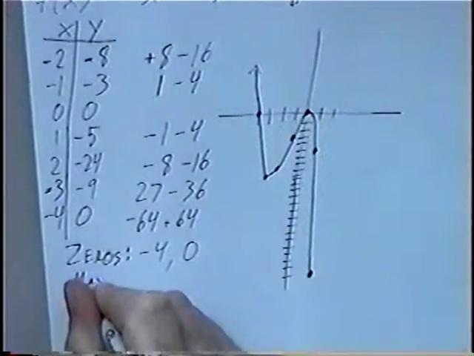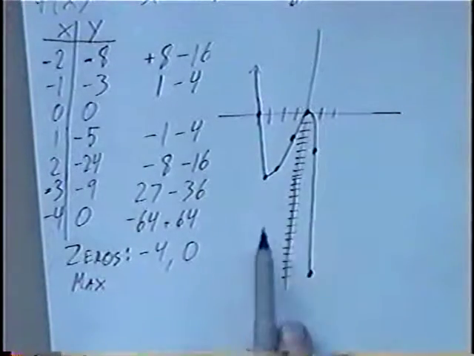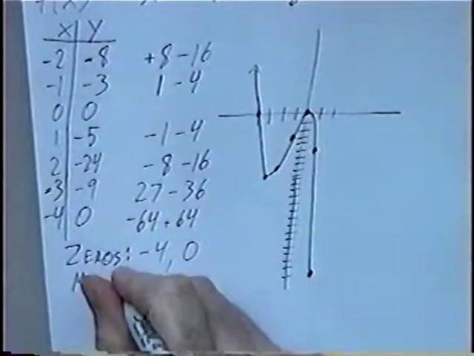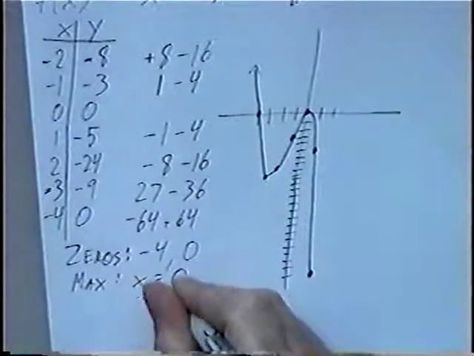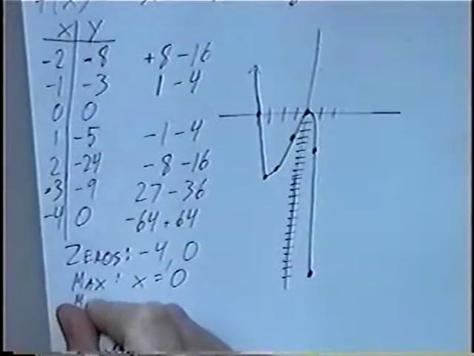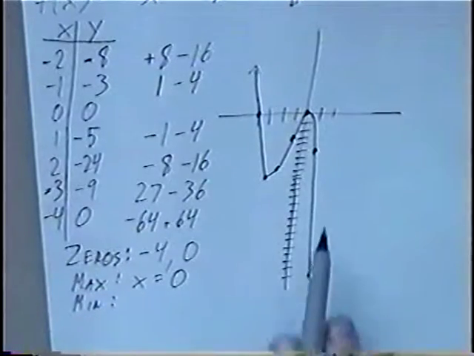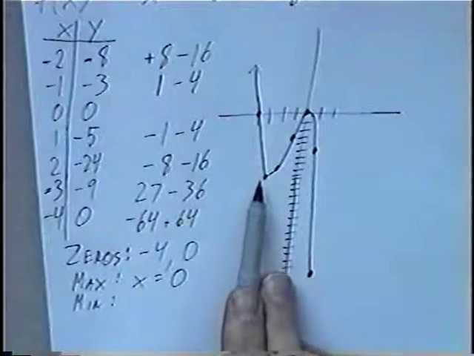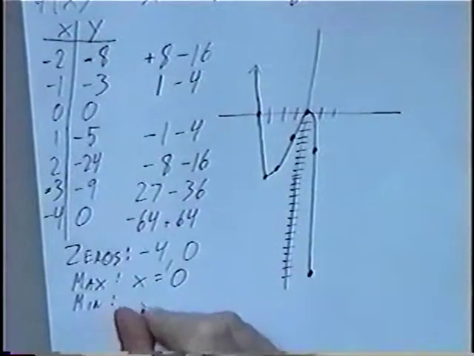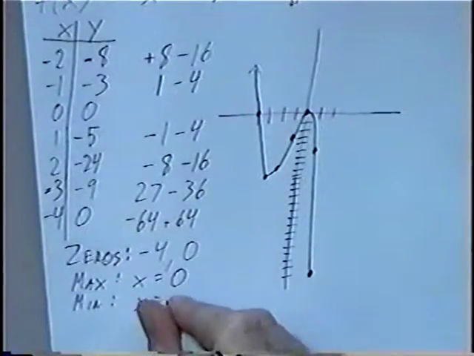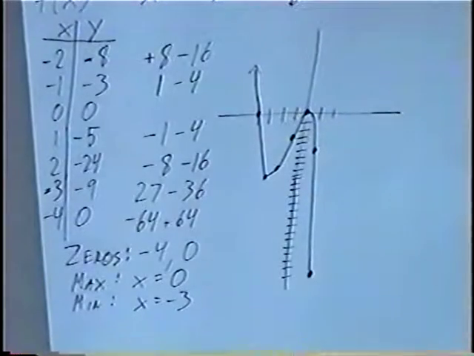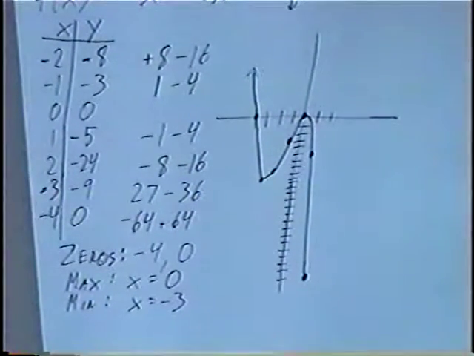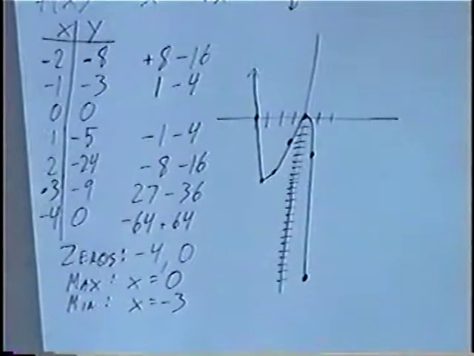For the max in the middle of the graph, the top of the curve, will be at x equals 0. So the relative max will be x equals 0. And for the min, looking again at the middle of the graph, the bottom of the curve, which was at -3, we'll have a relative min at x equals -3. And that'll be the graph, the zeros, and the max and min for the equation.